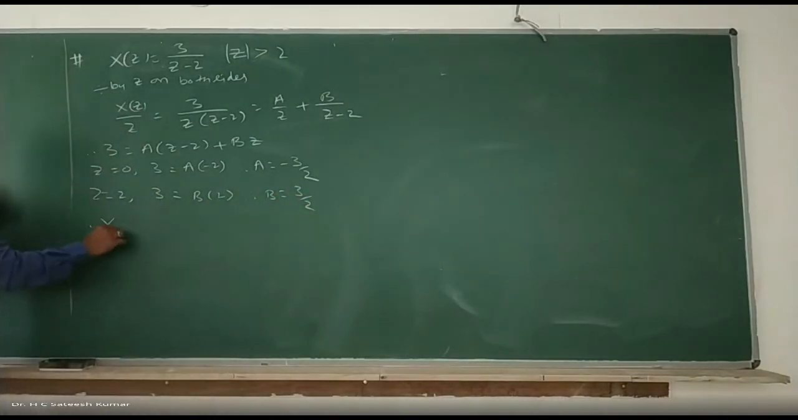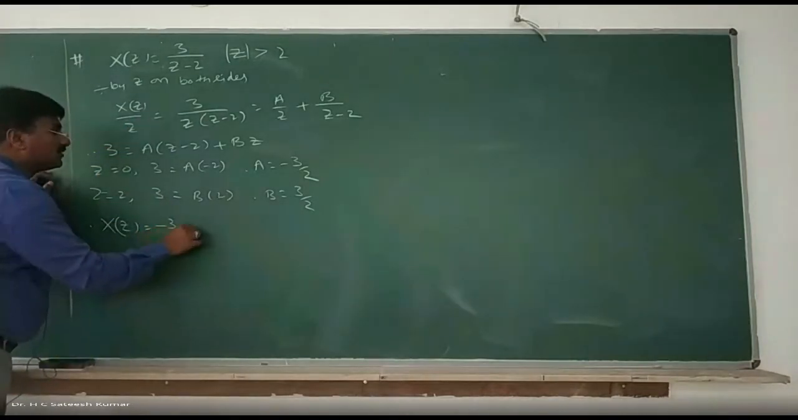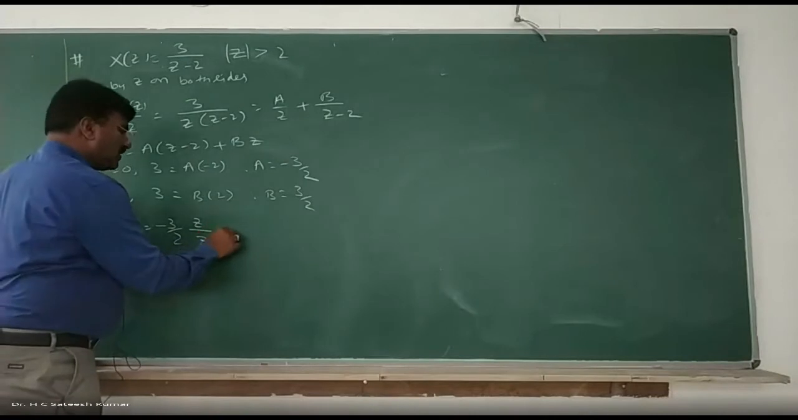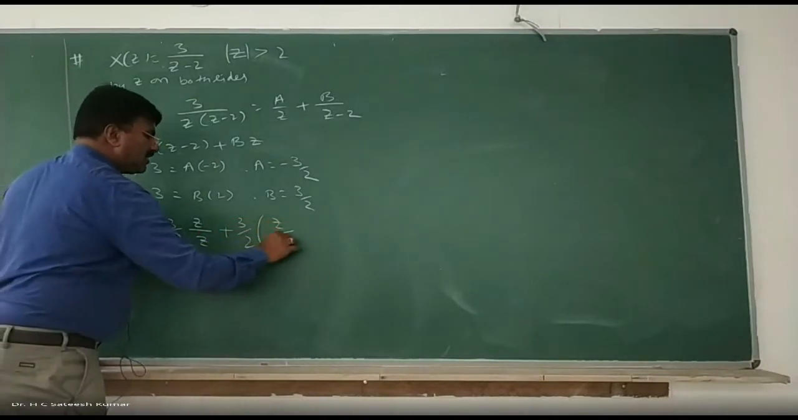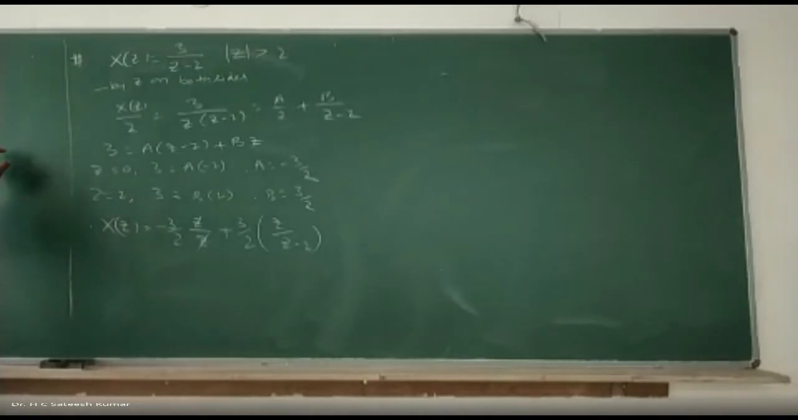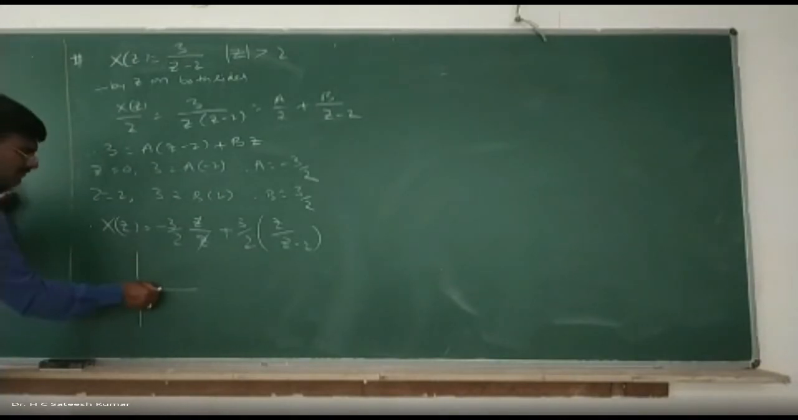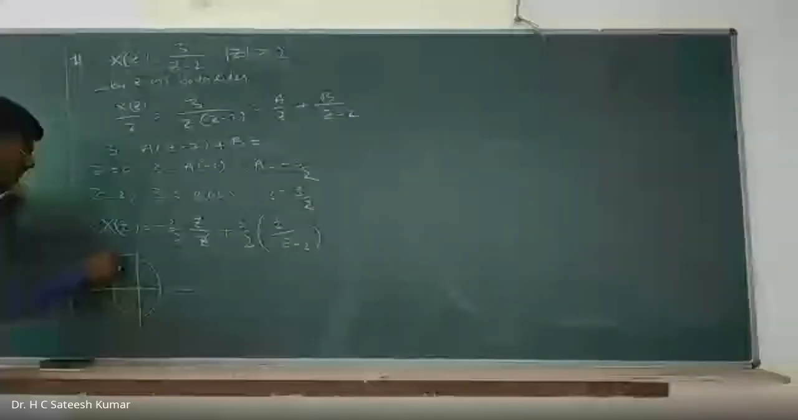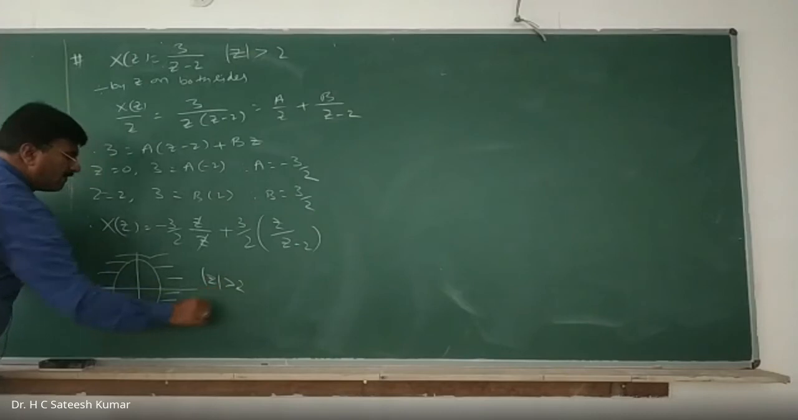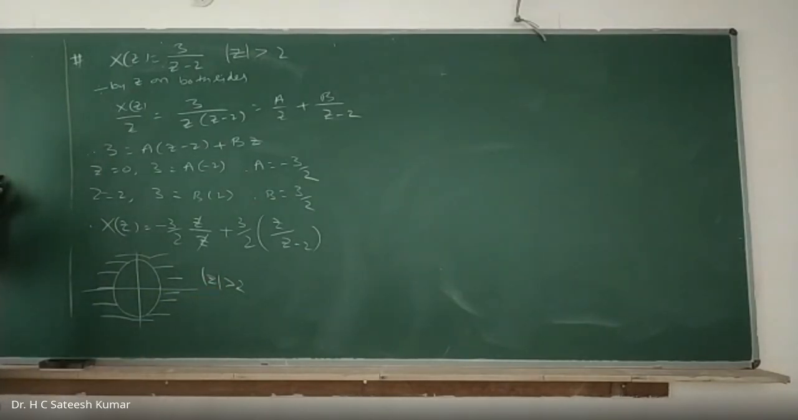Therefore, X of z is equal to, cross multiply this z, a is minus 3 by 2, cross multiply that z by z, plus b, which is 3 by 2 into z divided by (z minus 2). This z gets cancelled. Sketch the ROC, mod z greater than 2. Where are the poles? In the X of z, only one pole is there at 2. So therefore, it is a right-handed sequence.